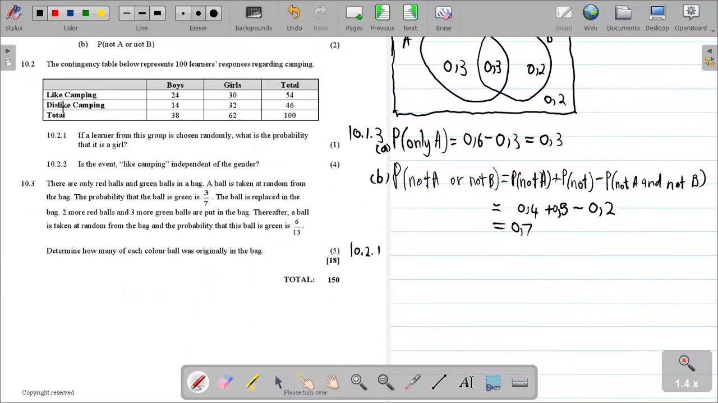10.2.1. The contingency table below represents 100 learners' responses regarding camping. Like camping, dislike camping 14, total 38. Girls who like camping are 30, who don't like camping 32, and the total is 62.